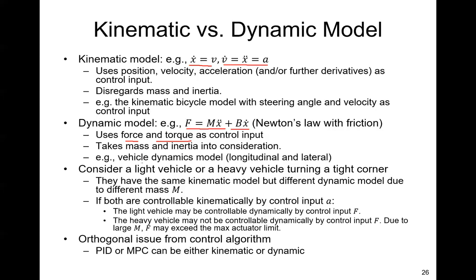For example, a vehicle dynamics model, both longitudinal and lateral, is a dynamic model. Consider a light vehicle or a heavy vehicle turning a tight corner. If they have the same shape, then they have the same kinematic model, but a different dynamic model due to different mass.